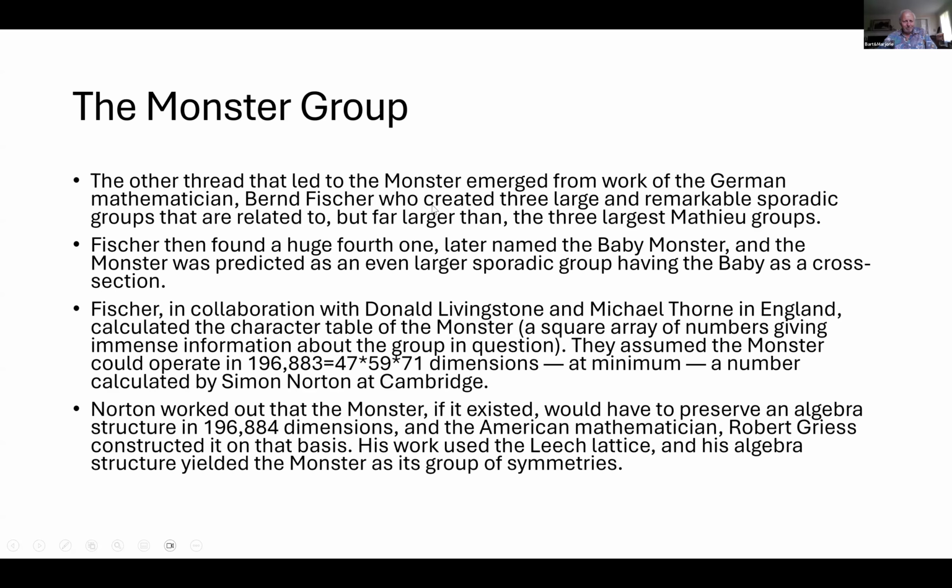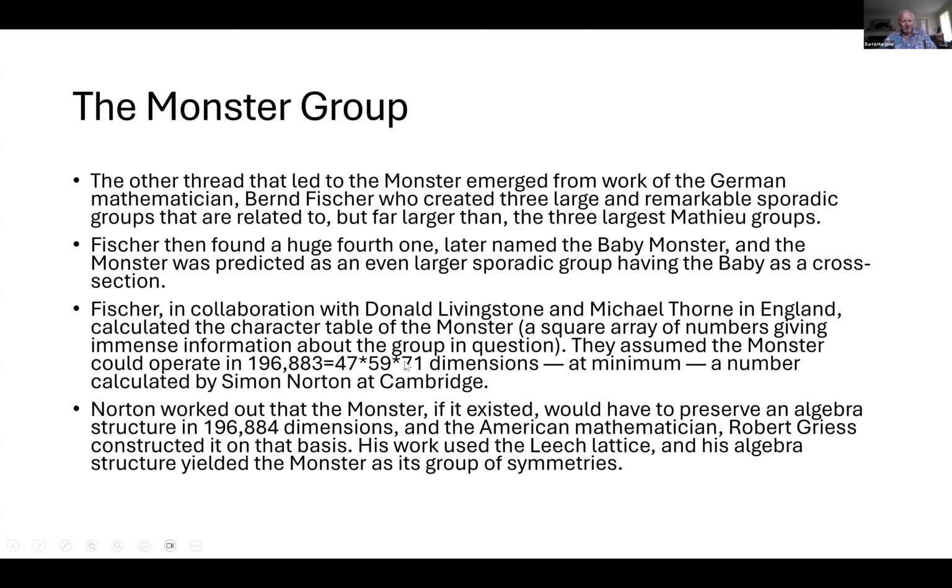The monster group came about with this German mathematician, Bernd Fischer. He created 3 large, remarkable sporadic groups that were related to, but were far larger than the 3 largest Mathieu groups. And then he found a huge one, later named the baby monster. And the baby monster led to the prediction of the monster, that was an even larger one than the baby monster.